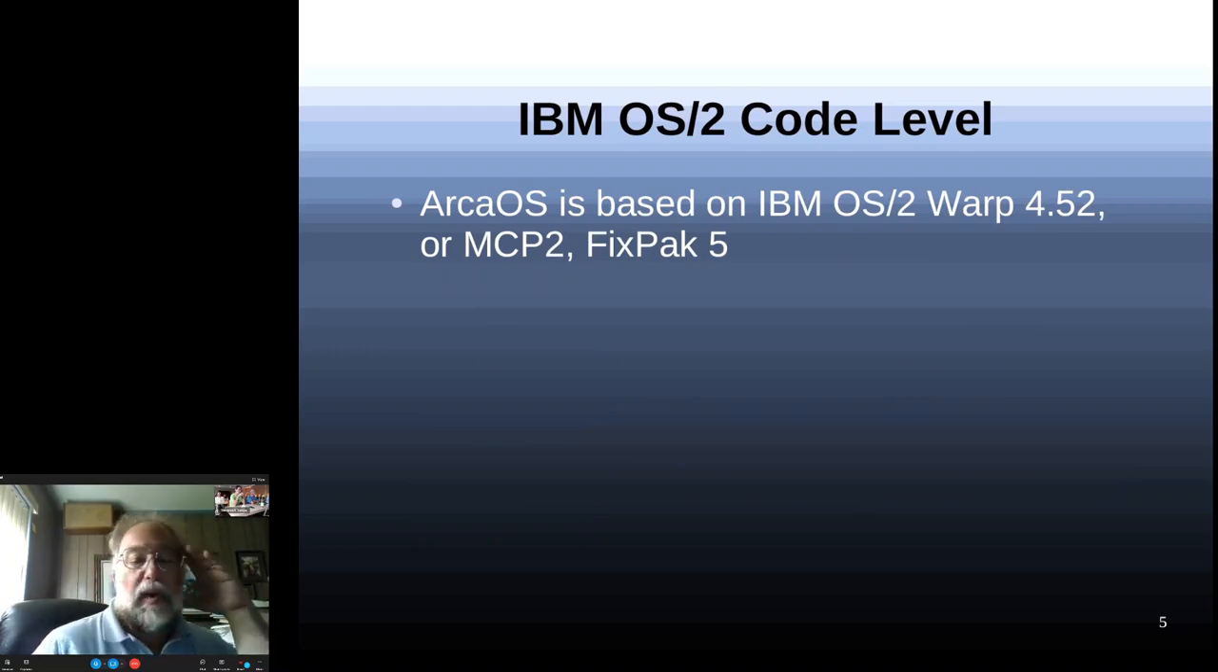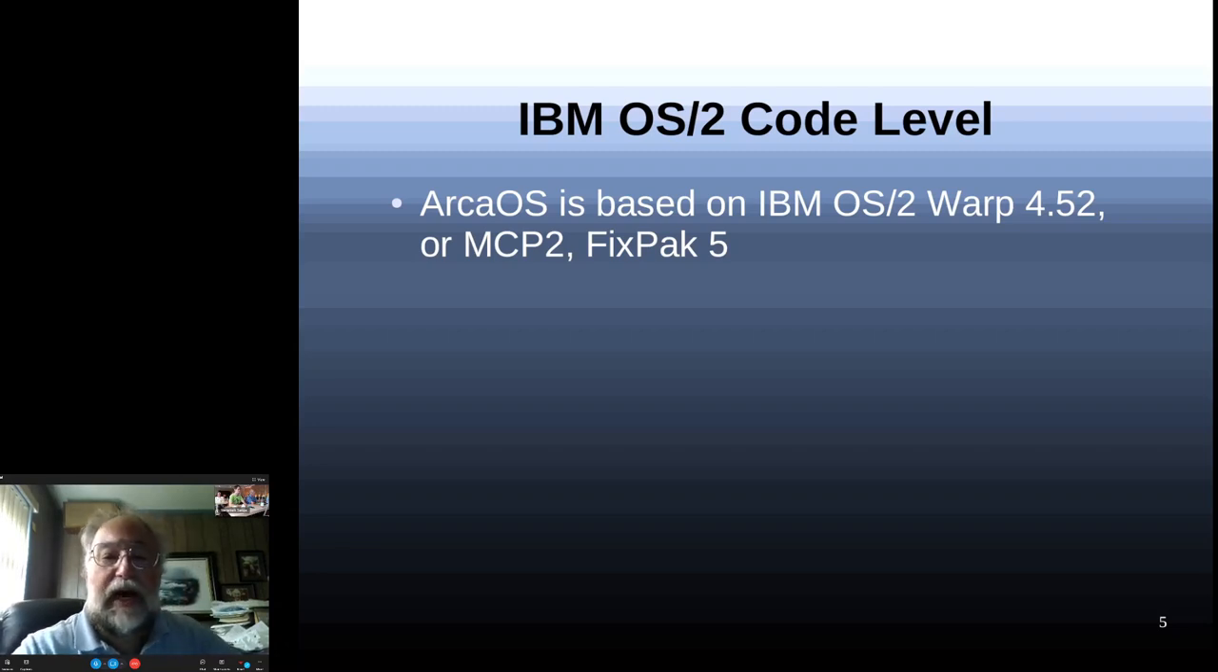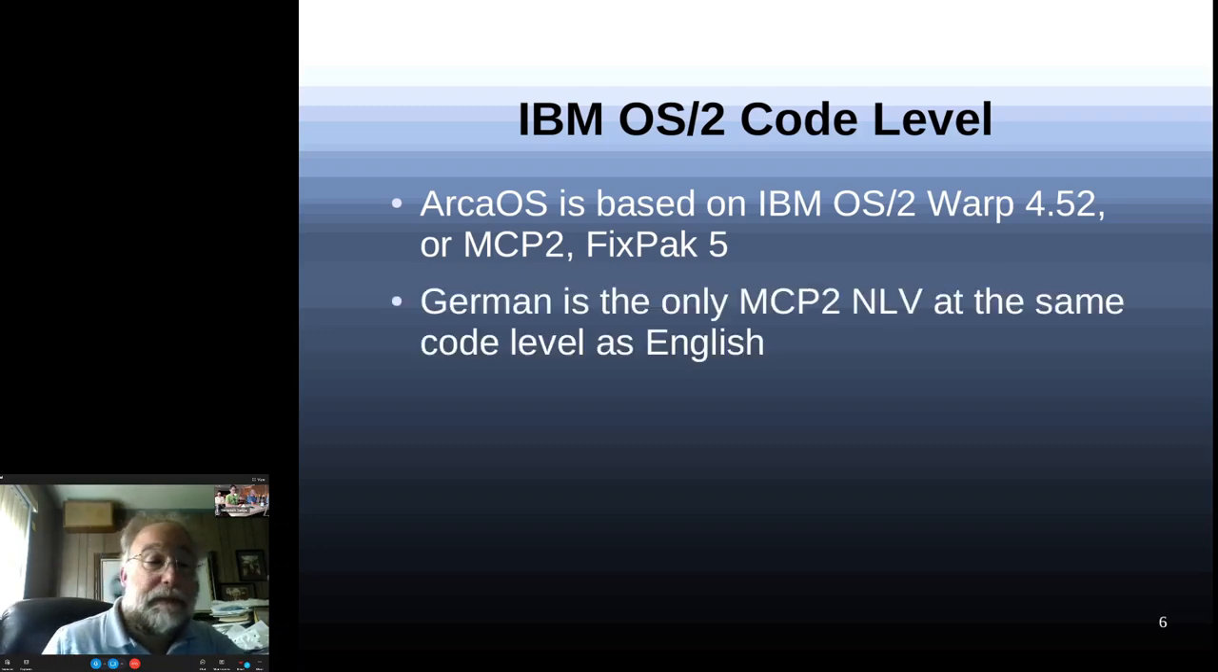Remember, ArcaOS is based on IBM OS2 Warp 4.5.2, which is where IBM left off. Our license allows us to distribute code up through the FixPack 5 level on MCP2. That's important to note as we go forward. I'll explain why. Next slide.